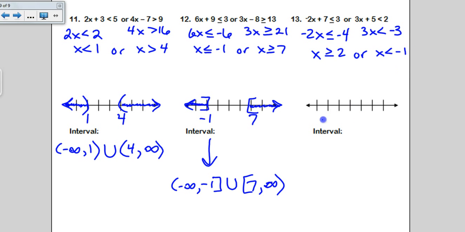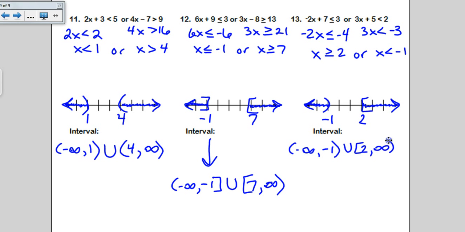So we've got a negative 1. And then we've got a 0, 1, 2. So I want everything greater than 2 or equal to, so that's why I used a bracket. And everything less than, but not equal to, negative 1. Okay, so writing our interval for this solution goes from negative infinity up to negative 1 with a parenthesis, and then it jumps all the way up to 2 and goes forever to infinity.